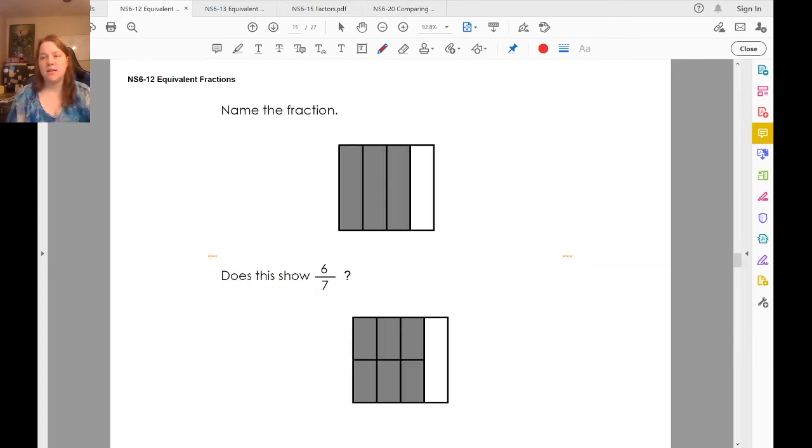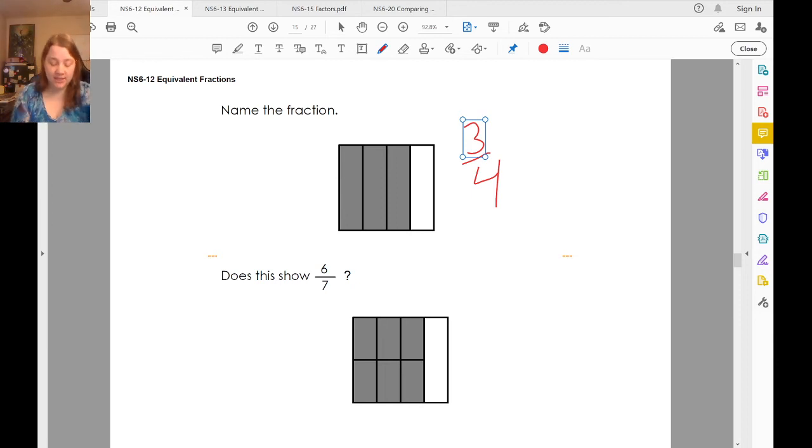So let's go ahead and name this fraction. This fraction is going to be 3/4. Seems pretty simple. Now, with this 3/4, every piece is equal, right? Everything that's shaded or not shaded, they're all equal pieces.